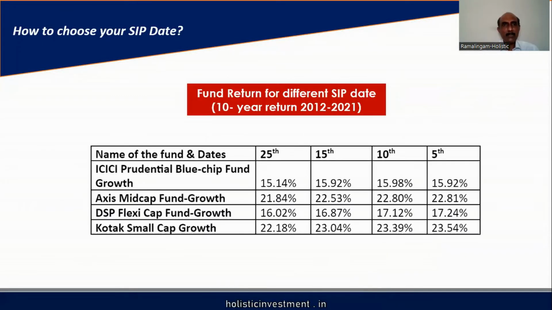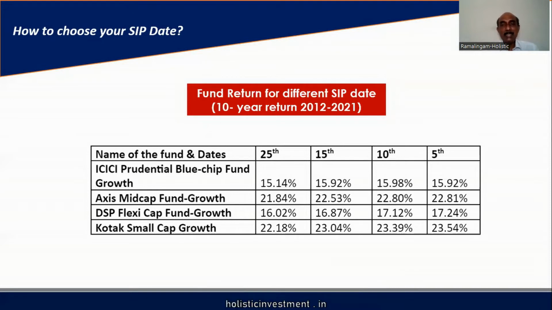Now let us take a couple of other funds for a longer time frame of 10 years. We have taken into account different categories: mid cap fund, flexi cap fund, and small cap fund for different periods. In the blue chip fund of ICICI, we have seen it already. Axis mid cap, the lowest return is 21.84%, highest return is 22.81%. Flexi cap fund, the lowest return is 16.02 and the highest is 17.24. And small cap, Kotak small cap, minimum is 22.18, maximum is 23.54. So again, here the difference is between half a percentage to 1% only.